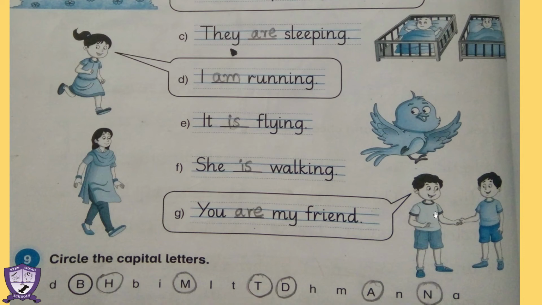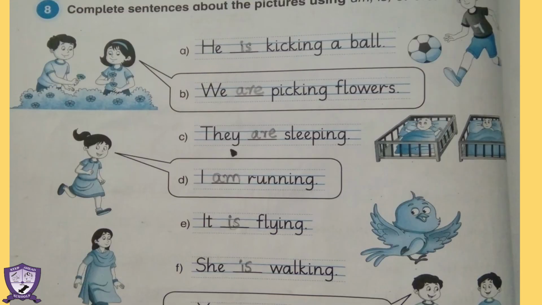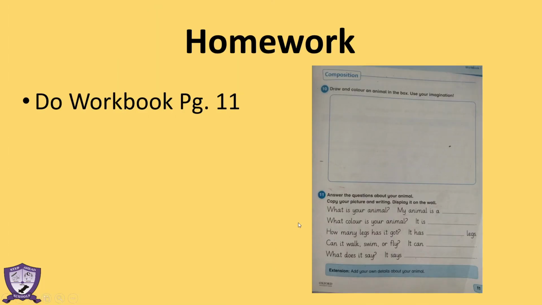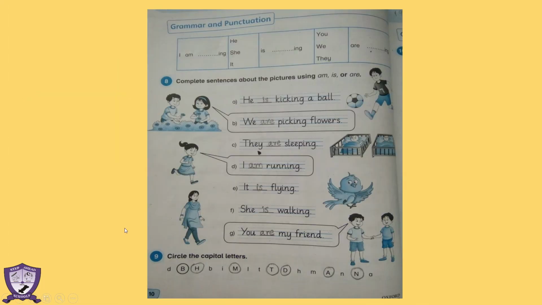Now these two boys. This boy is saying something to this one. What is he saying? You dash my friend. You is my friend? No. You am my friend? No. You are my friend. So we will be writing are over here, A-R-E. Because what did we learn? We learned over here.